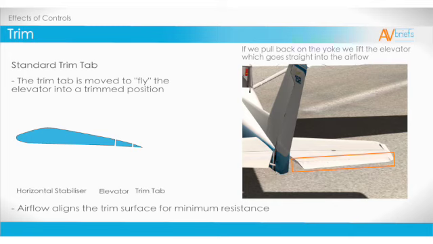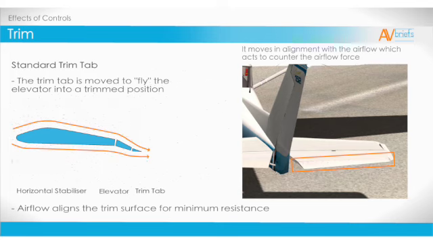Airflow aligns the trim surface for minimum resistance. If we pull back on the yoke, we lift the elevator, which goes straight into the airflow. The trim tab moves opposite to the elevator. This adds opposite force to the elevator. It moves in alignment with the airflow. This acts to counter the airflow force.